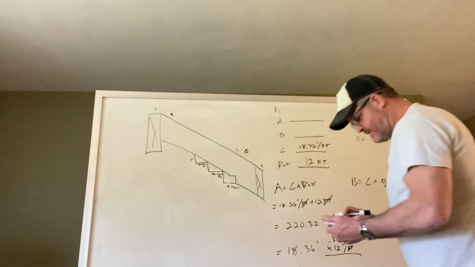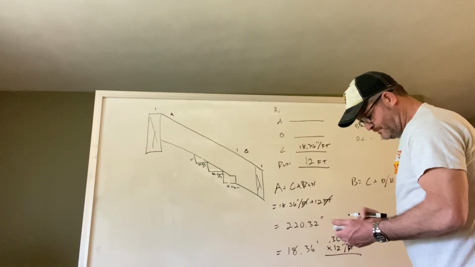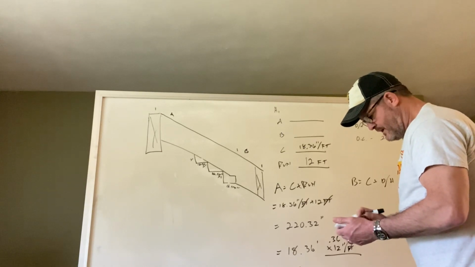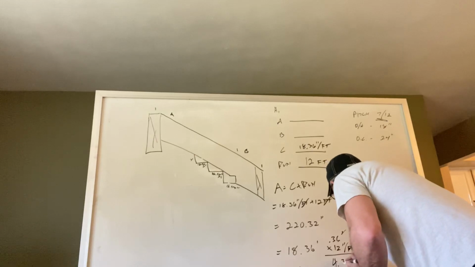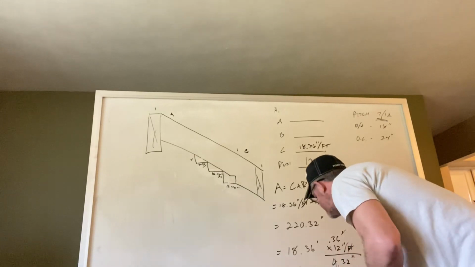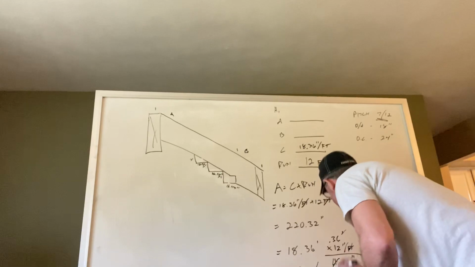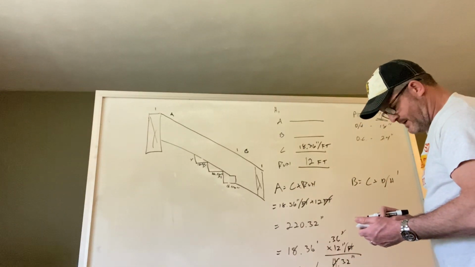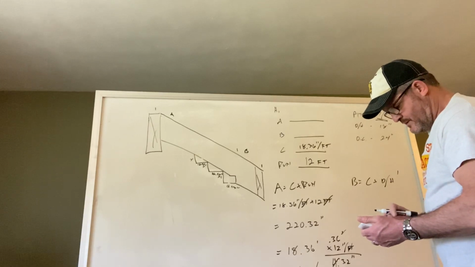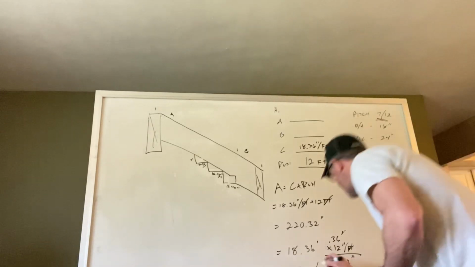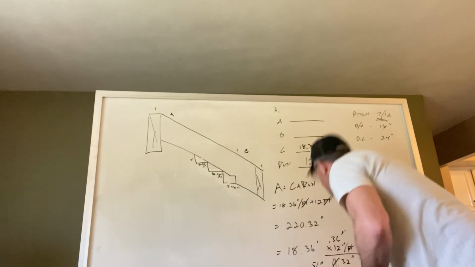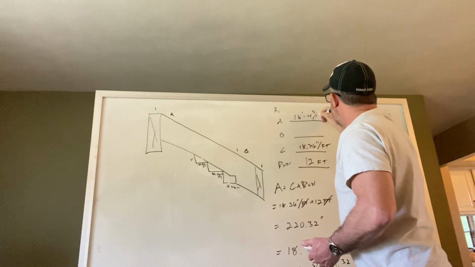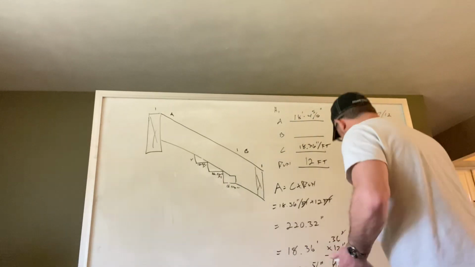My feet are going to cancel. I get 4.32. That means that, and my units are inches, so I have 4 full inches. I need increments of an inch. I want them in 16ths, so I multiply by 16. And I get 5/16. So my A is 18 foot 4 and 5/16 inches.